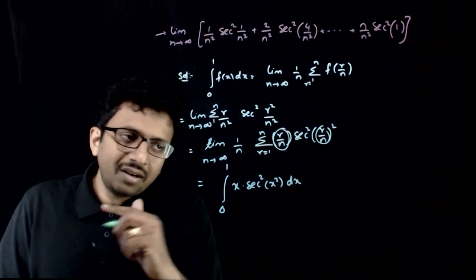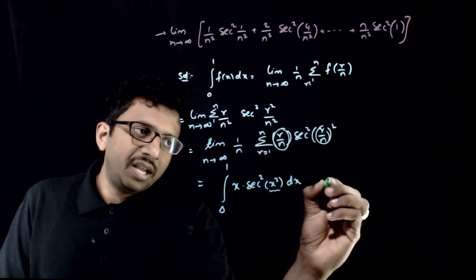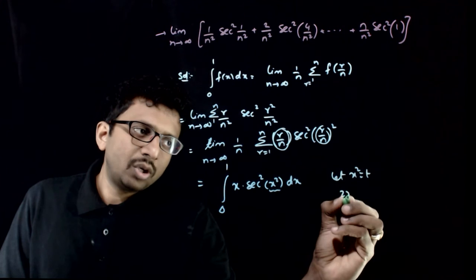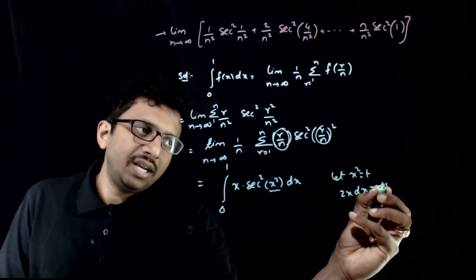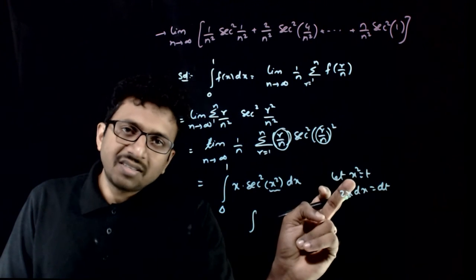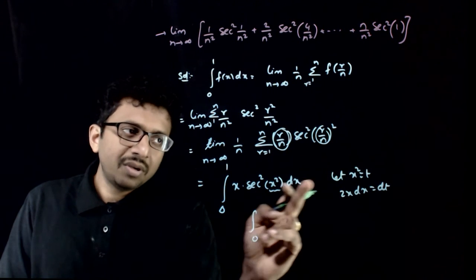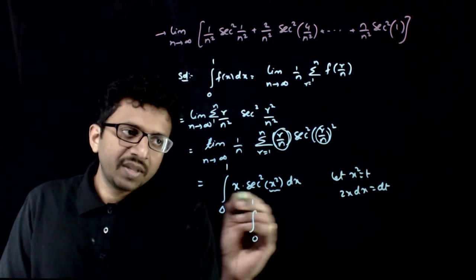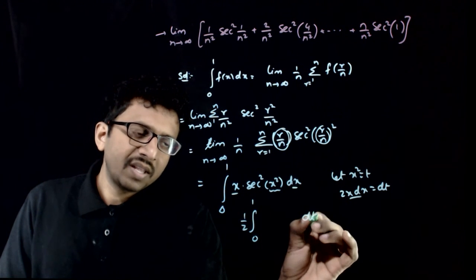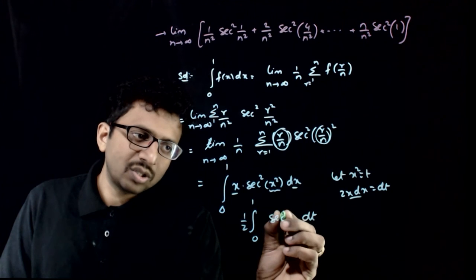It is a very simple integral. Let x square be equal to t, so 2x dx is equal to dt. The limits will be the same because when x is equal to 0, t is also equal to 0, and when x is equal to 1, t is equal to 1. And x dx becomes half dt, and this is secant square t dt.